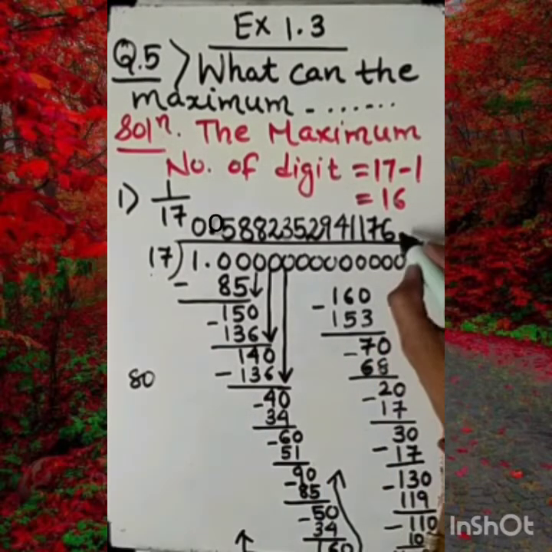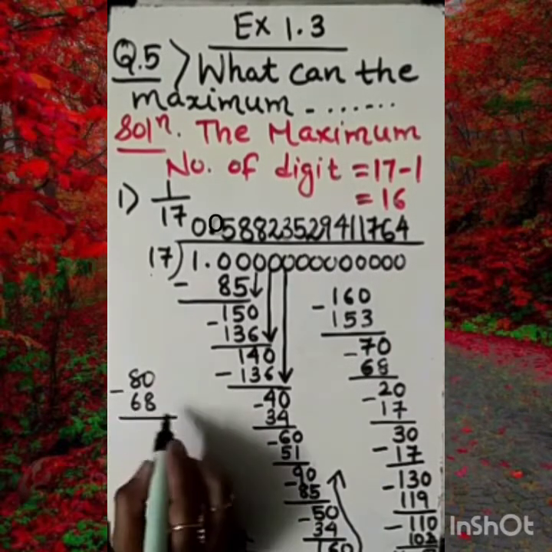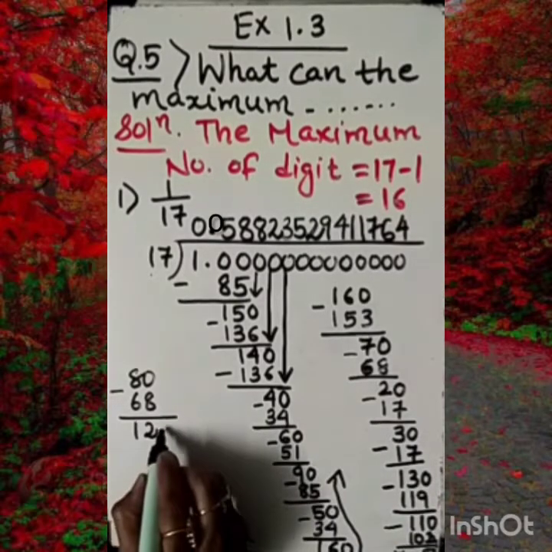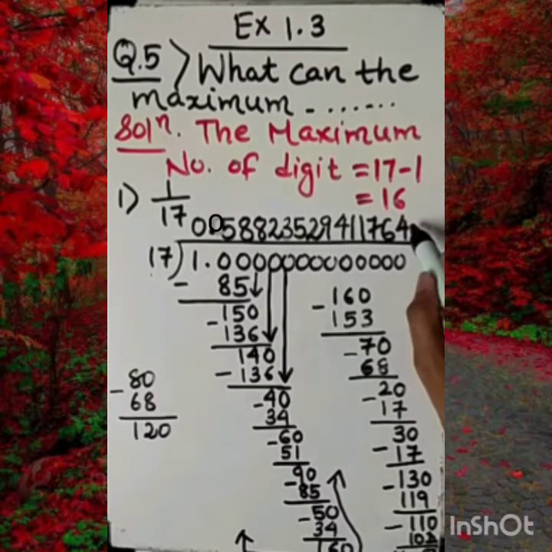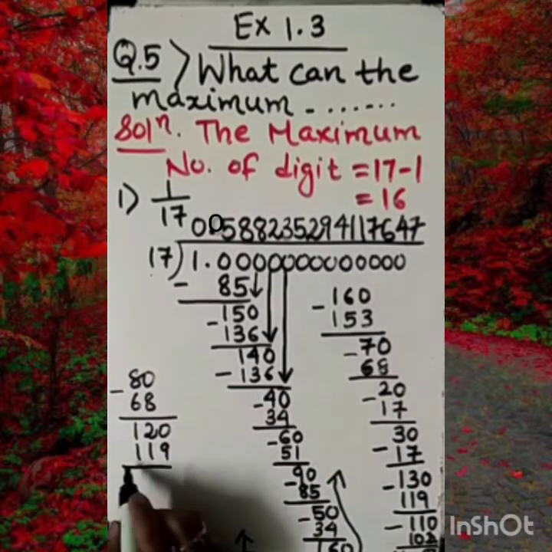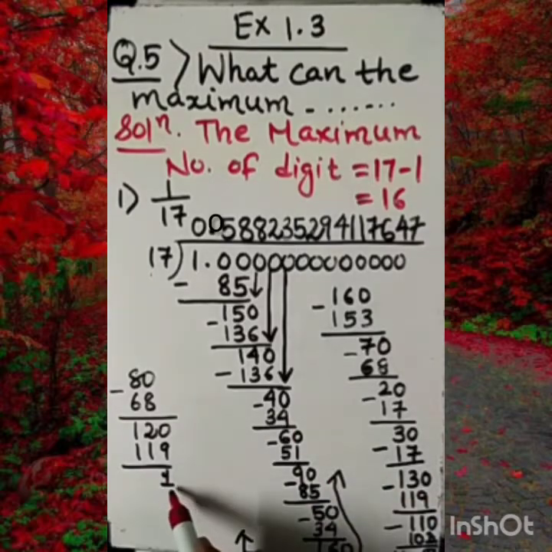We know again 17 4s are 68. Agree? 80 minus 68 gives the result 12. Again add 0. Then 17, we know that 17 7s are 119. 120 minus 119, again 1 as a remainder. Okay, so this way, if you go on and on, then again 10 will begin here. See, as we started from here, 1 is the remainder from here.